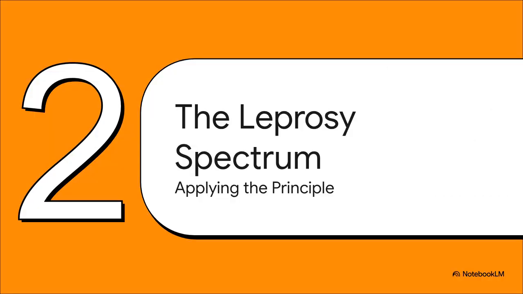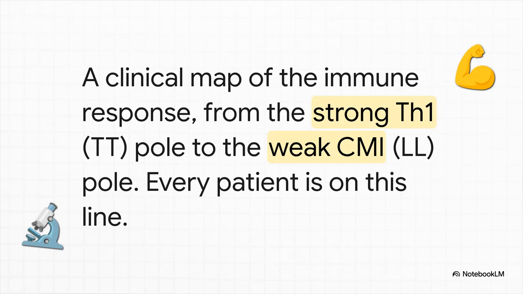Now let's apply this principle to Hansen's disease. We'll use the classic Ridley-Jopling classification, which is, when you get right down to it, a clinical map of that exact immunological spectrum we just discussed. So, the Ridley-Jopling spectrum is a continuum, a sliding scale. It moves from tuberculoid, or TT, on the strong Th1 end, through all these unstable borderline states, BT, BB, and BL, all the way to the other end, the lepromatous, or LL, pole. And that represents the weakest cell-mediated response and a dominant Th2 profile. Every single patient with leprosy sits somewhere on this line.